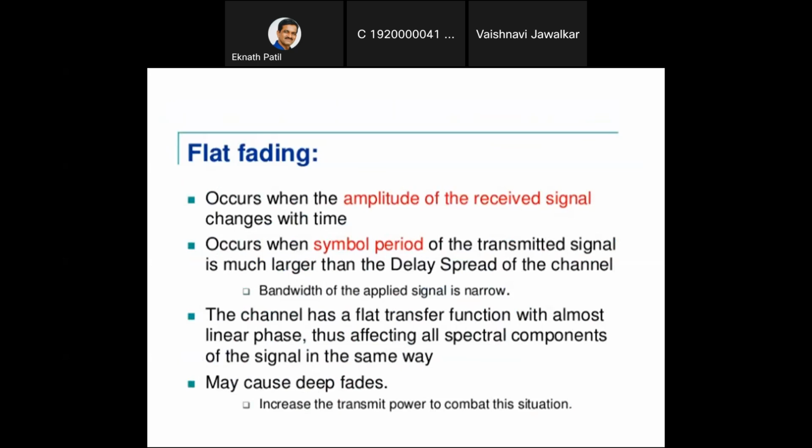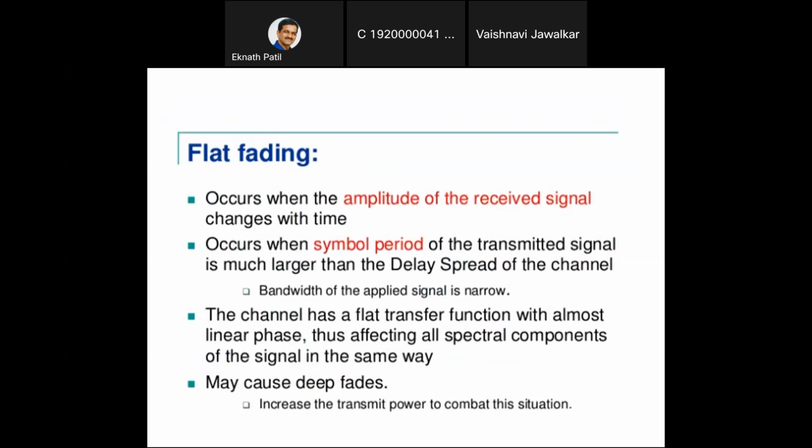Whatever the terminologies used here, these are related to the bandwidth, the time domain response and the frequency domain response only. The channel has a flat transfer function with almost a linear phase, thus affecting all the spectral components of the signal in the same way. Fading is nothing but the effect of the medium on the channel.